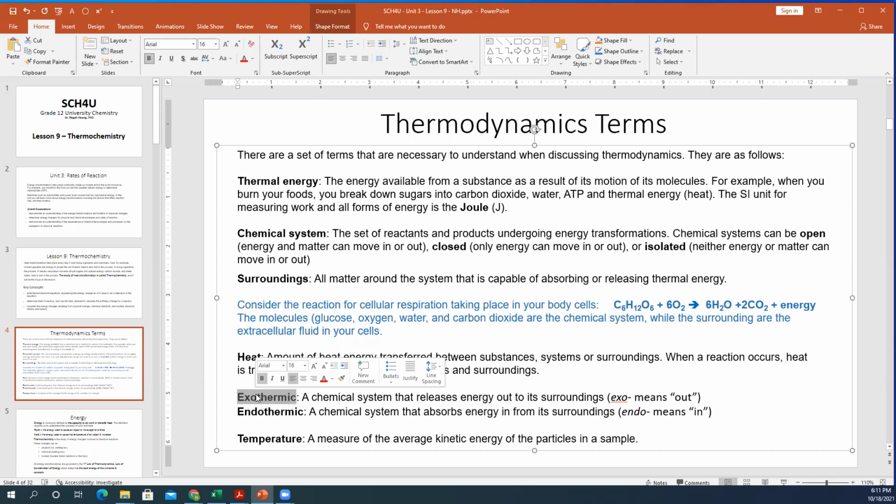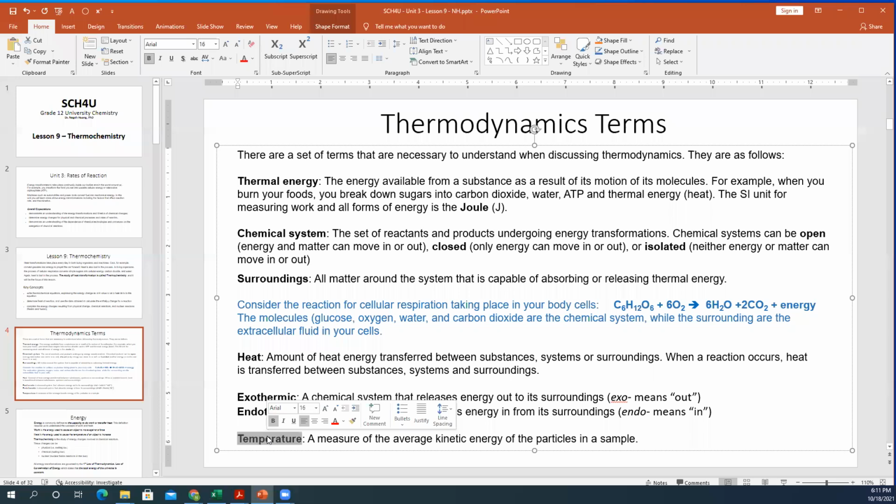Exo as a term means out. Whenever you see something that has exo in front, it means out. So exothermic means it releases energy, it puts out energy. And then endothermic is a chemical system that absorbs energy from its surroundings. Endo means in, so it brings in energy, it absorbs energy in from its surroundings. So these two terms are also very important.